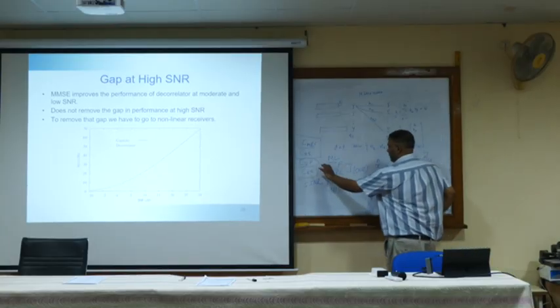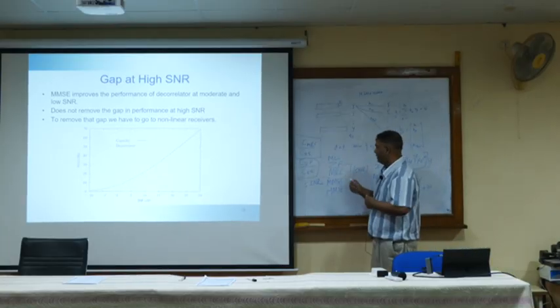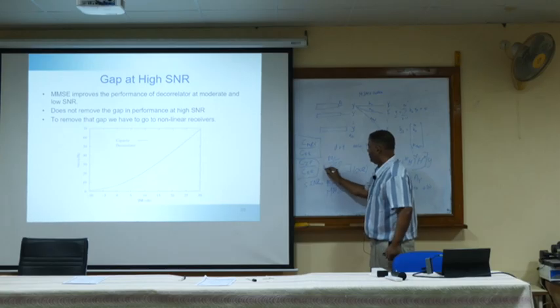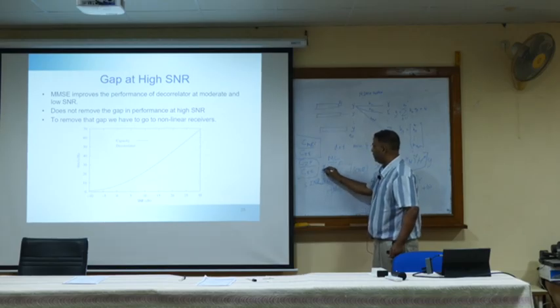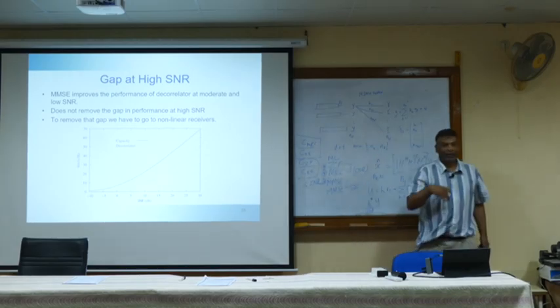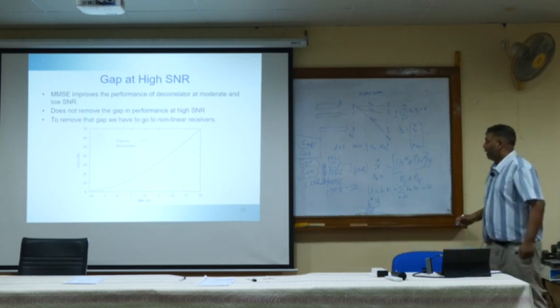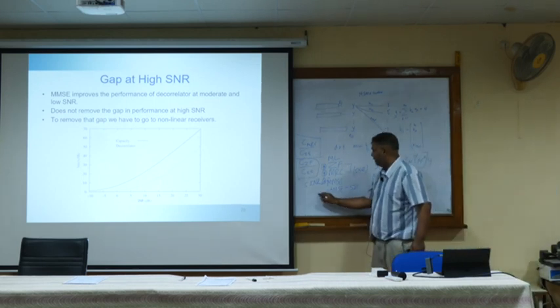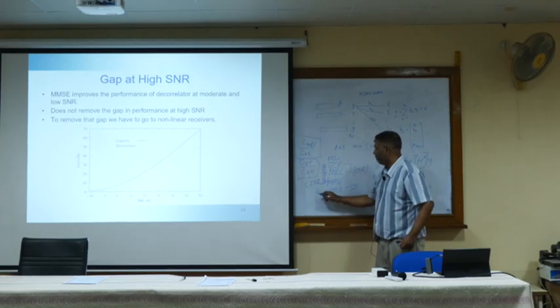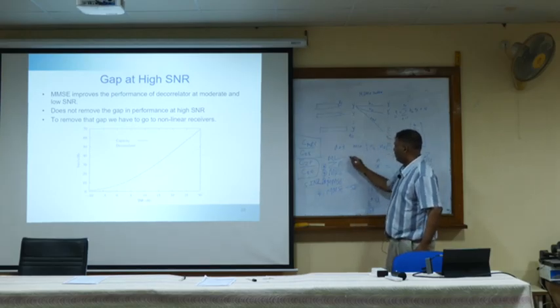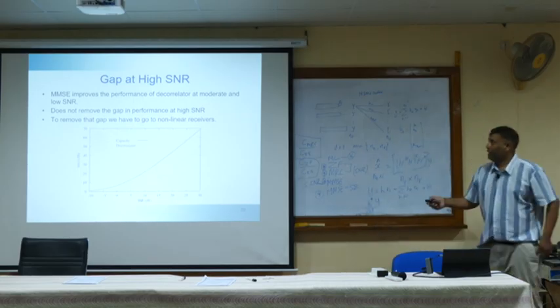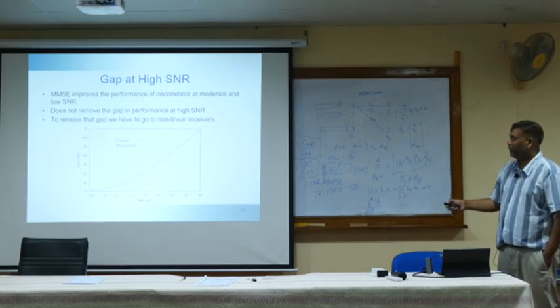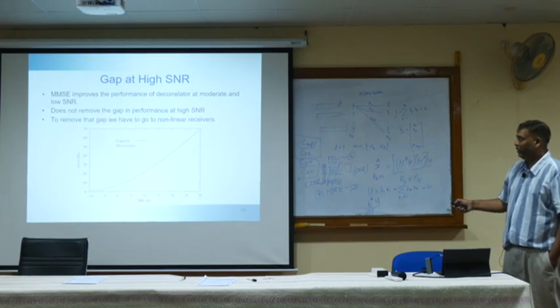These three receivers, the zero forcing, maximum ratio combining, and MMSE, are all linear receivers. Linear receiver means easy to implement, and the complexity is less. But this one is a nonlinear receiver. This one is a nonlinear receiver, and of course this one is also a nonlinear receiver. It is complex to implement. So to remove the gap, we have to go to a nonlinear receiver.